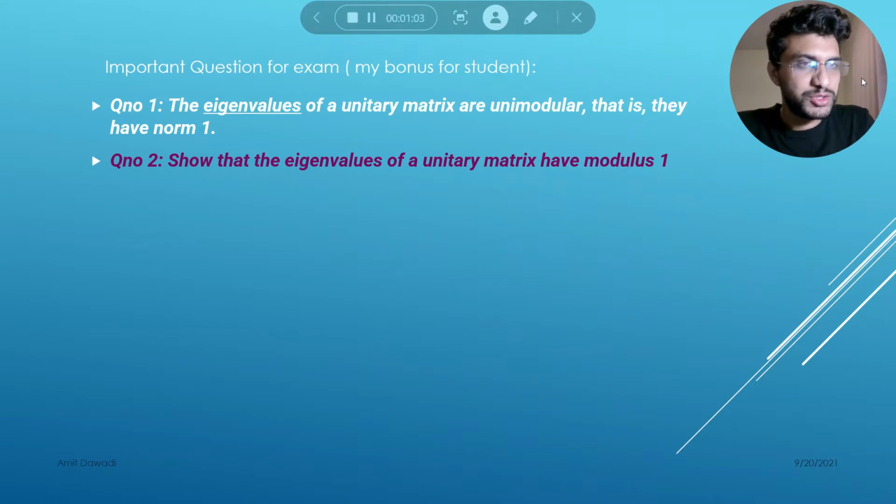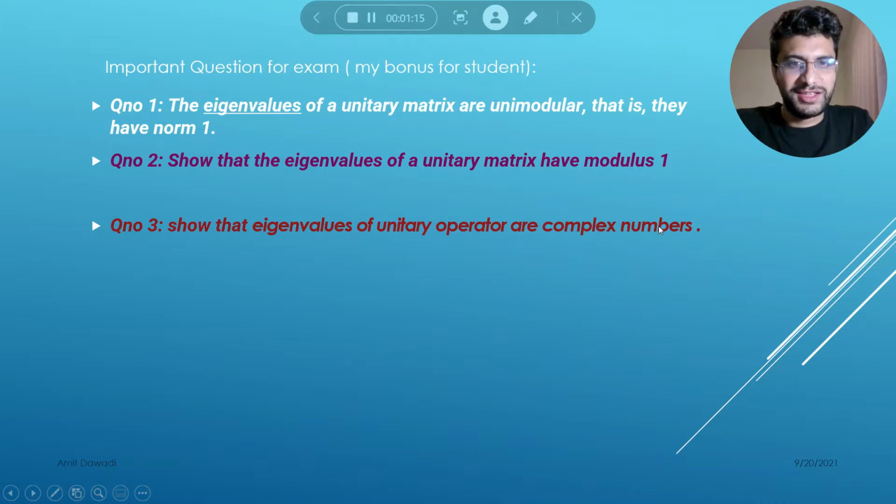First question: show the norm of the eigenvalue of a unitary matrix is 1. Second, show the eigenvalue of a unitary matrix has modulus 1. And third, show the eigenvalues of a unitary operator are complex numbers. And all three of these questions are very important from the examination point of view.